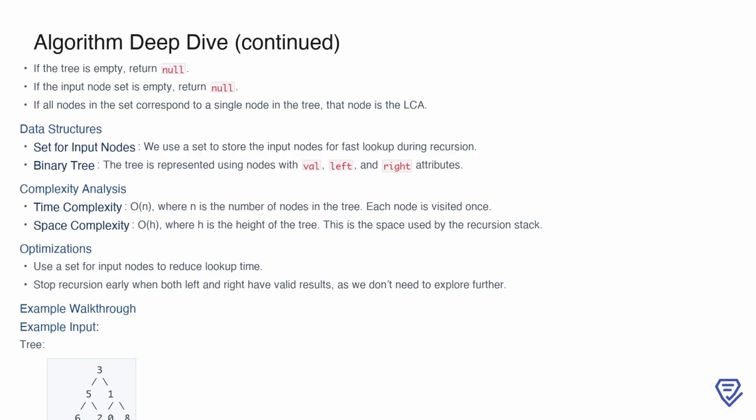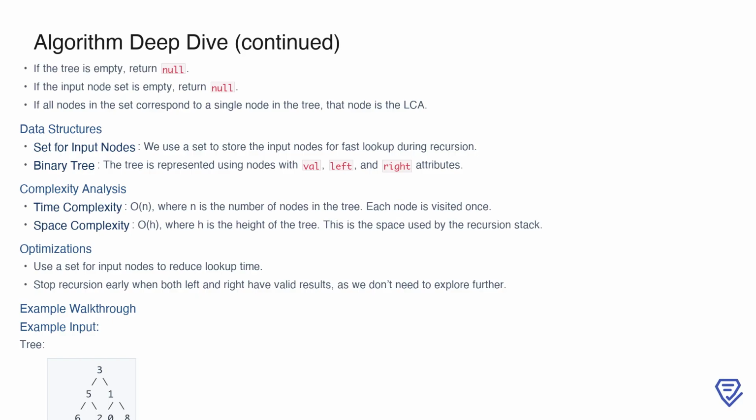Handling edge cases is an important part of this algorithm. If the tree itself is empty, the result is null since there are no nodes to process. Similarly, if the input node set is empty, we also return null because there's no LCA to find. Additionally, if all the nodes in the input set correspond to the same single node in the tree, that node is trivially the LCA. The implementation relies on a binary tree structure where each node contains attributes for its value, left child and right child. We also use a set to store the input nodes for efficient lookups during recursion.